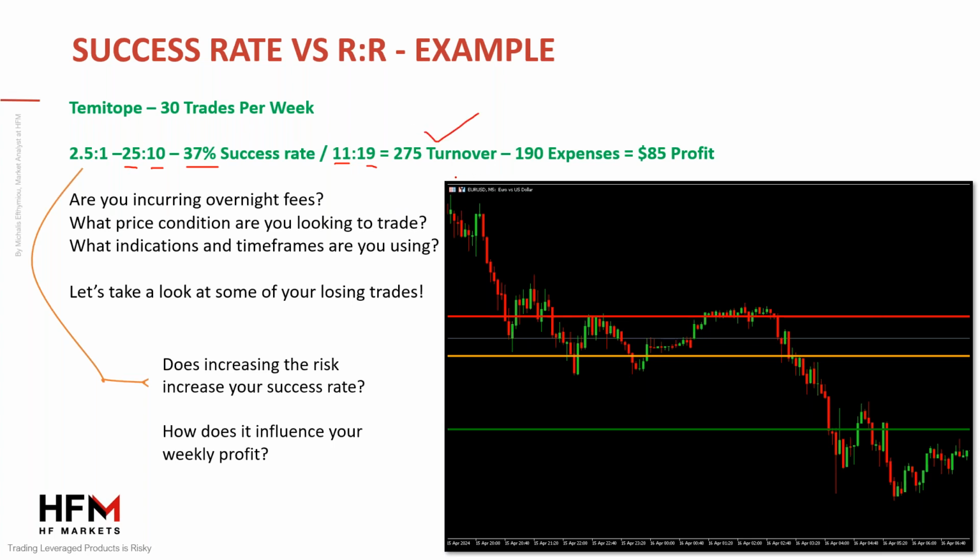Based on 25, he's earning turnover, profitable trades of 275, and he's earning a loss on the 19 trades, which add up to 190. So his profit, ladies and gentlemen, is 85. So yes, he wants to improve his trading plan. He's going to look at if he's incurring overnight fees. He's going to look at what price conditions there are when he's trading.